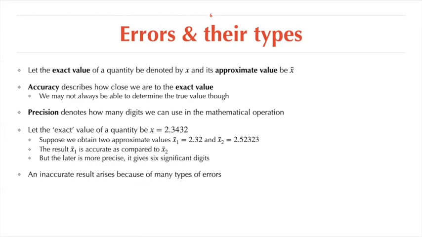Then an inaccurate result arises because of many types of errors. One is human error. In the present context, I'm not talking about any experiments. I'm exclusively talking about programming and computations. One error can be that, let's say you had a very complicated expression, and then you introduced an error because you programmed the wrong expression. So that's a human error.